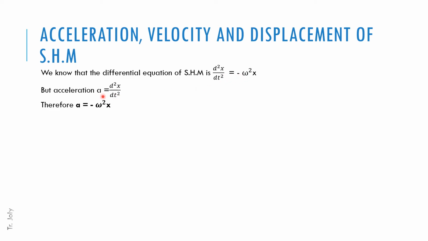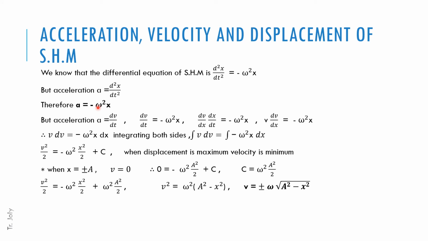But we know that acceleration is equal to d square x by dt square. So we can write acceleration is equal to minus omega square x. The equation for acceleration we now got is a is equal to minus omega square x. Now from this equation we have to find the equation for velocity. We know that acceleration is the rate of change of velocity, so in place of a we write dv by dt. So dv by dt is equal to minus omega square x.